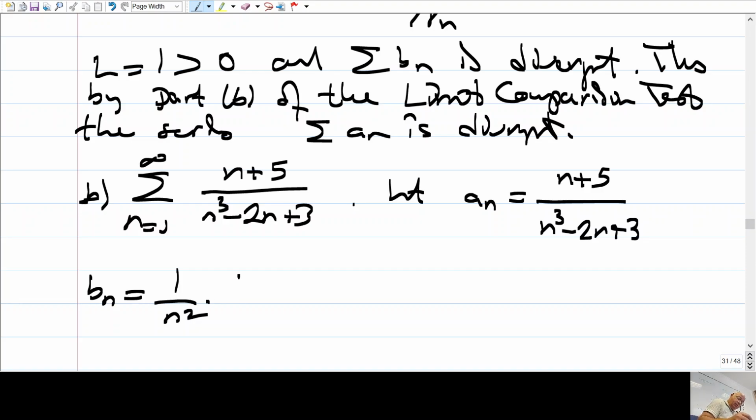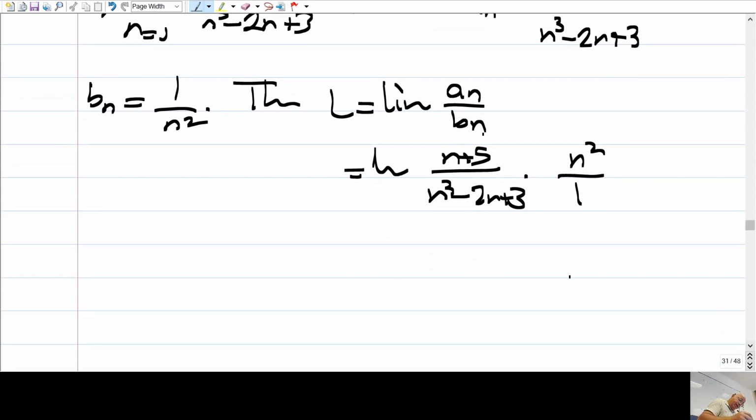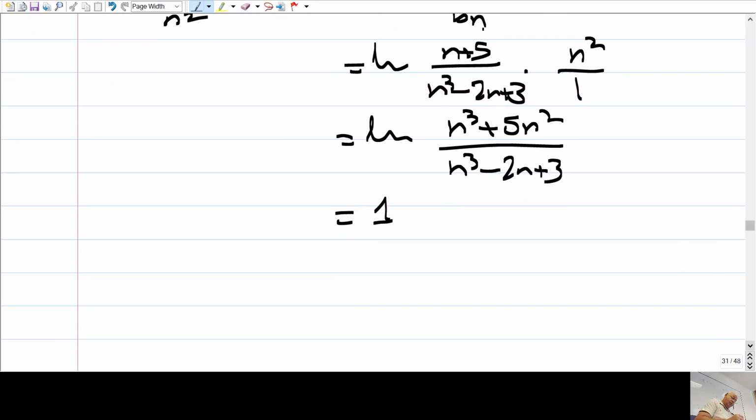Well, then this limit, L, which is the limit of a_n over b_n, is what? This is the limit of (n plus 5 divided by n cubed minus 2n plus 3) over (1 over n squared). So we get this limit is just (n cubed plus 5n squared) over (n cubed minus 2n plus 3). I have n cubed in both, therefore this limit is 1. So L is a finite number and b_n is convergent.